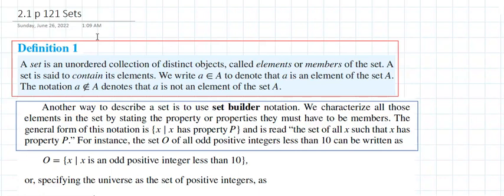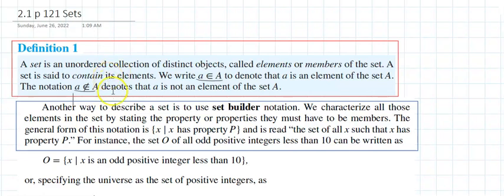A set is said to contain its elements. We write a ∈ A to denote that a is an element, or a member, of A. That's the notation for one element. The notation a ∉ A denotes that a is not an element in this set.